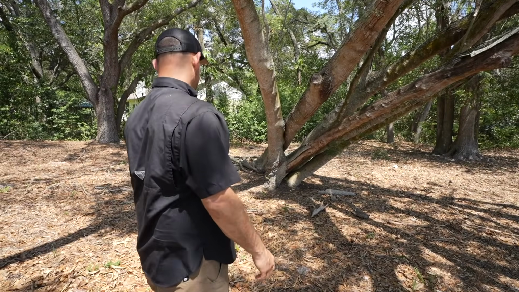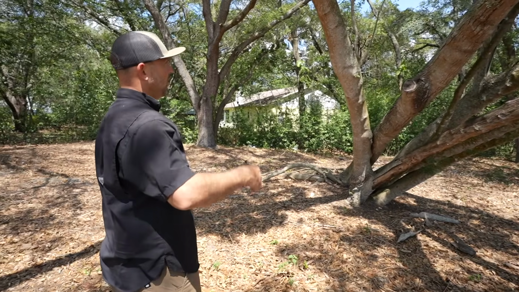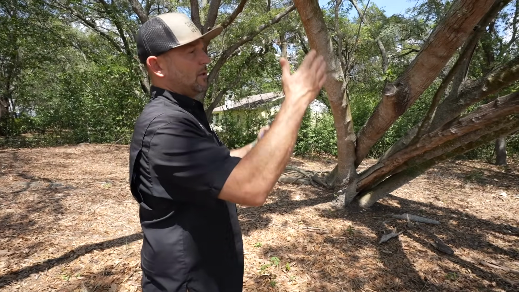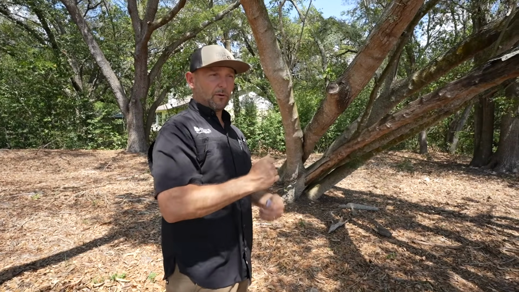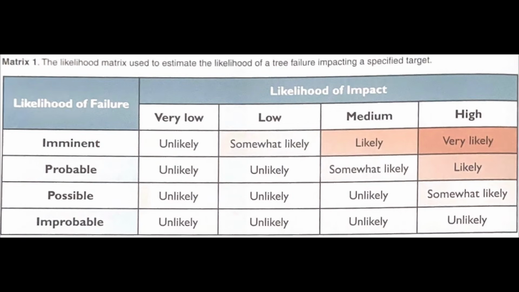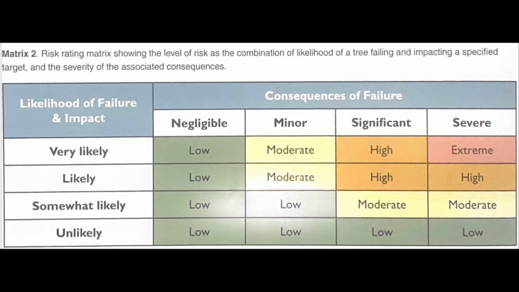So the next thing we look for is we look at all the data. We have all this stuff written down. We go through a whole form. And we analyze, what is the likelihood of failure? What is the likelihood of impact? And what are the consequences of those should the tree fall? And then we come up with an idea of the amount of risk that someone is taking with a tree.